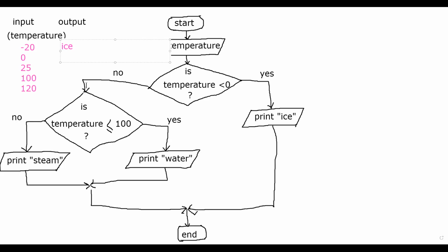Shashini, what is the answer for the second one? Now the first one is ice. It's minus 20, right? Shashini, what is the answer? When temperature is 0, is it ice, is it water, or is it steam?